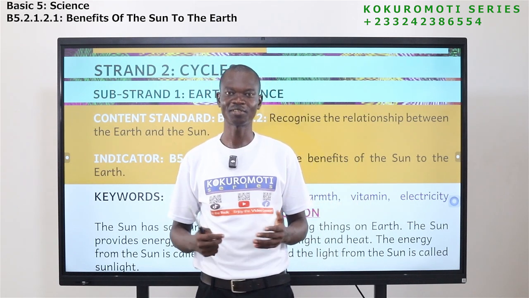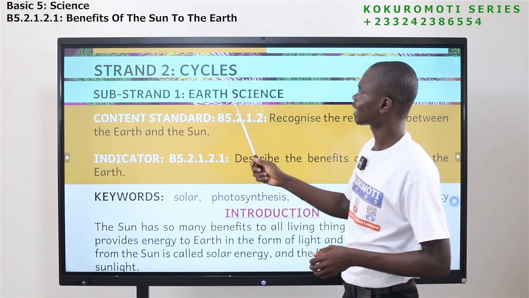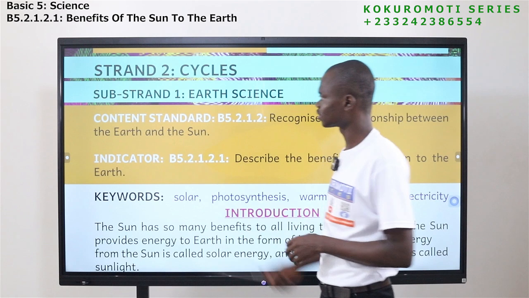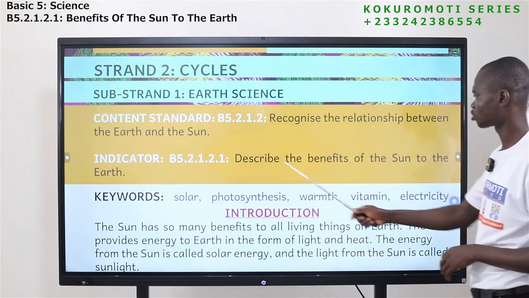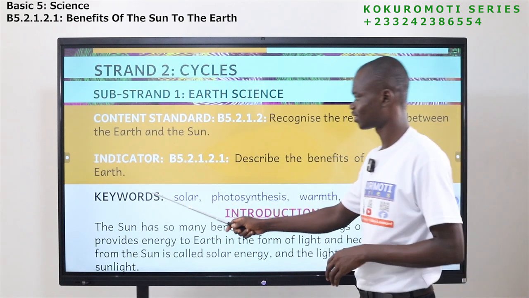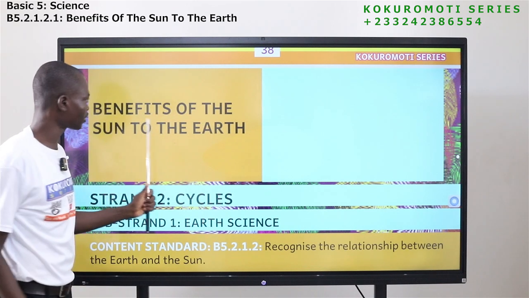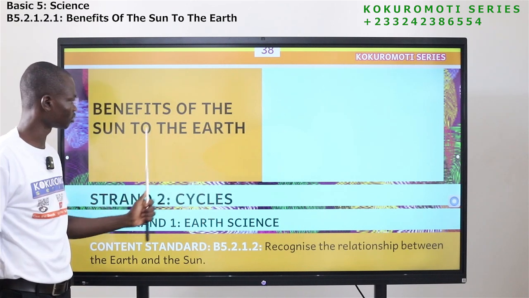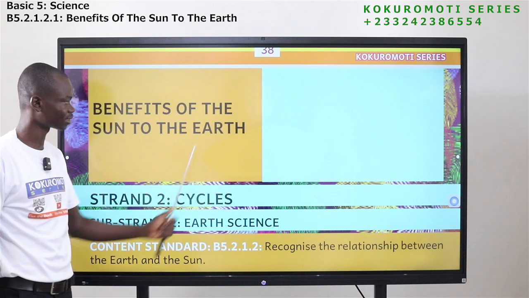Okay. Today we have Science for Basic 5. We are looking at cycles. That is round 2, cycles. Sub-round 1, Earth Science, the indicator is to describe the benefits of the sun to the Earth. So the main topic for today is benefits of the sun to the Earth.